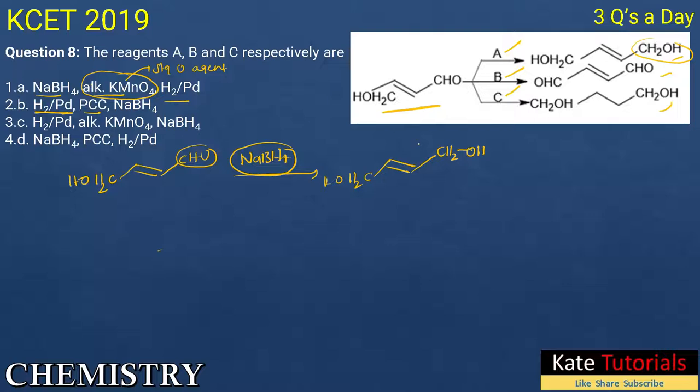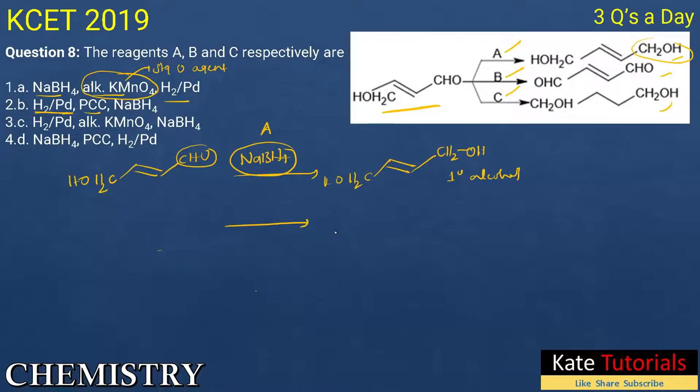If ketone is there, it gives secondary alcohol; if aldehyde is there, it gives primary alcohol. Here it is reduced to primary alcohol by adding NaBH4, right? The first reagent A is NaBH4. Now the second reagent. In the second step we can see that the product is this one.